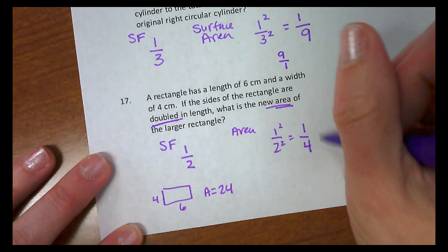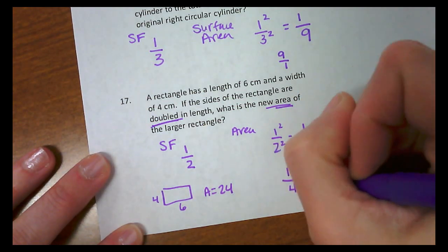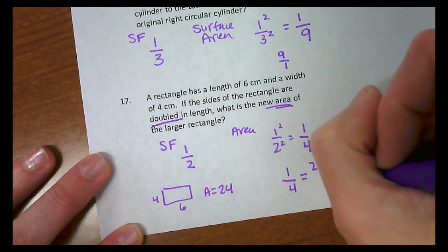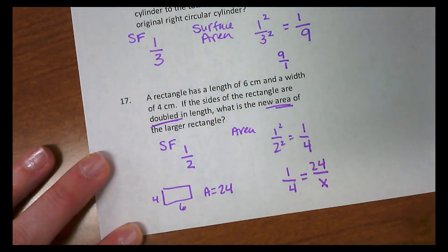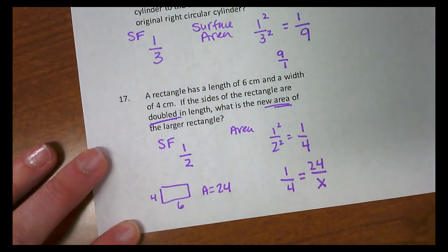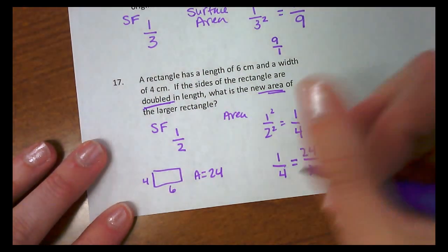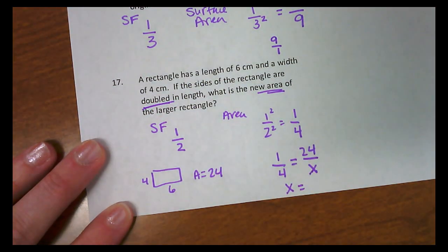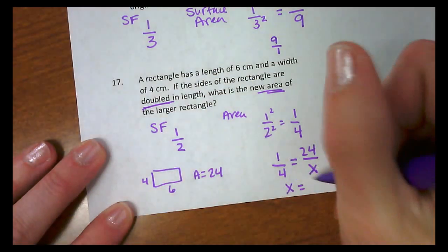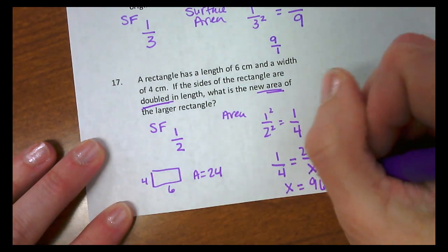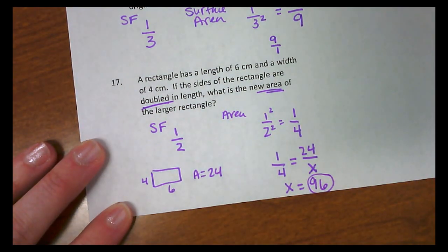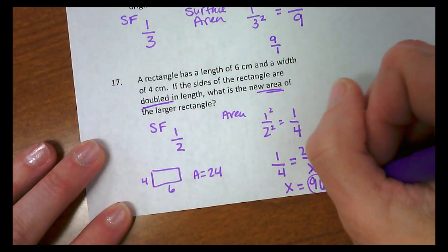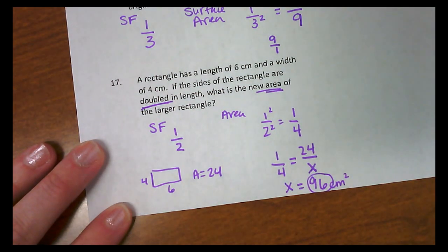I'm going to use my ratio 1 over 4 is equal to 24 over x. Okay, I cross multiply and I get x times 1, which is x, and then 4 times 24, which is 96. So 96 would be my new area. And what is this? Centimeters, so centimeters squared.